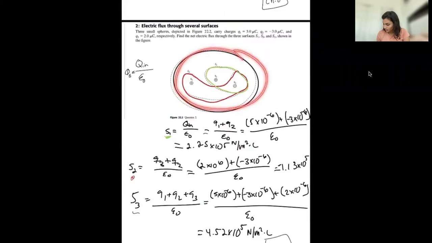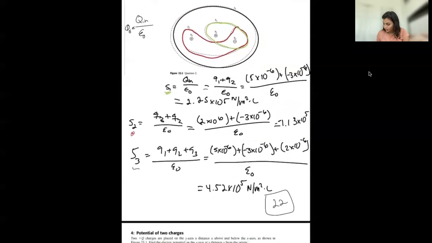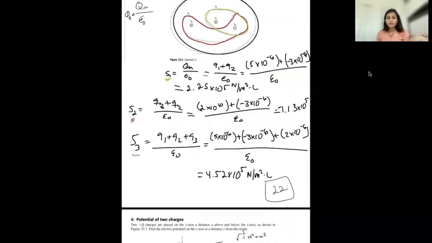My S3 encompasses all of them, so they're all part of the equation. So Q1 plus Q2 plus Q3 over the electric constant. That's what I did, and I got that for my S3. Pretty straightforward problem. It's important to know.